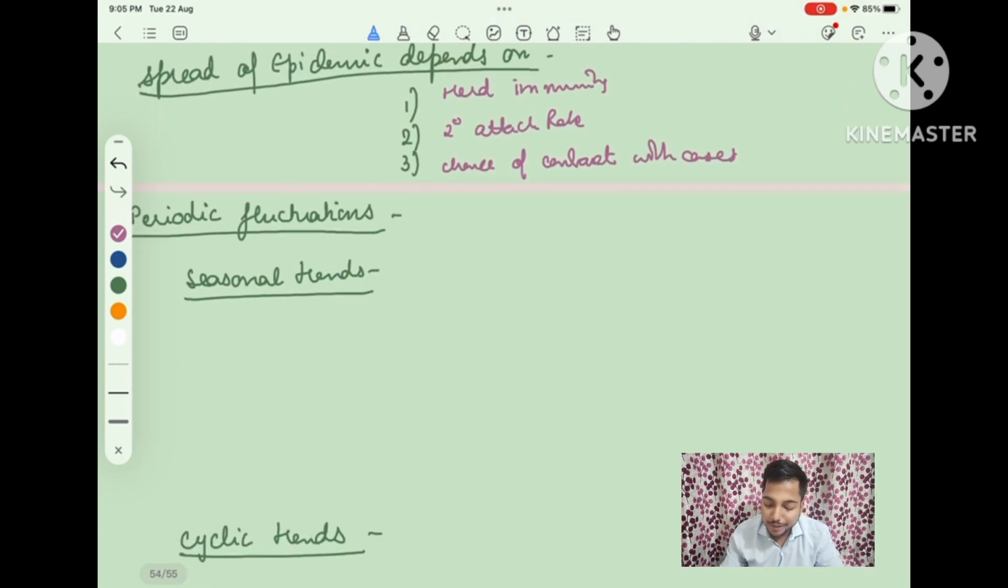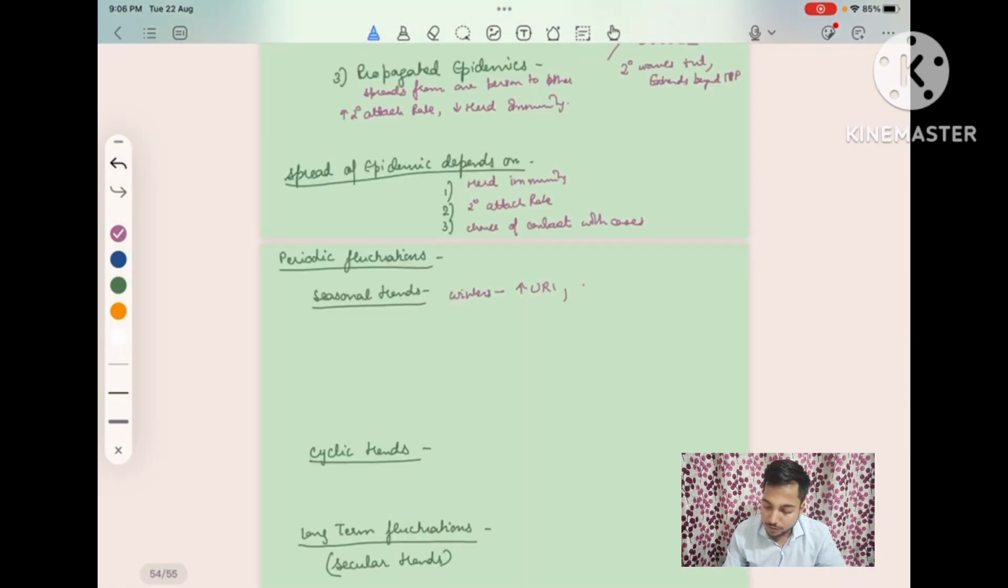Now talking about the second thing, that is periodic fluctuations. Periodic fluctuations can be seasonal trends, like in various seasons you have different types of disease. Like in winters, what kind of disease do you get? Higher chances of upper respiratory tract infections. Then there can be higher chances of stroke, MI. Then in spring, you have measles, varicella. In summers, you basically get increased cases of gastroenteritis.